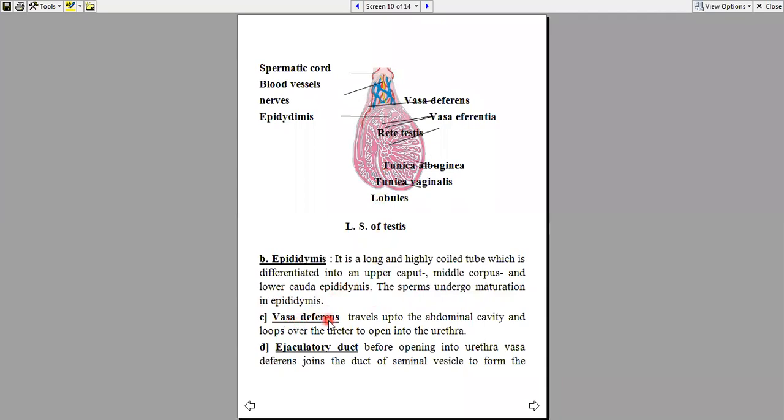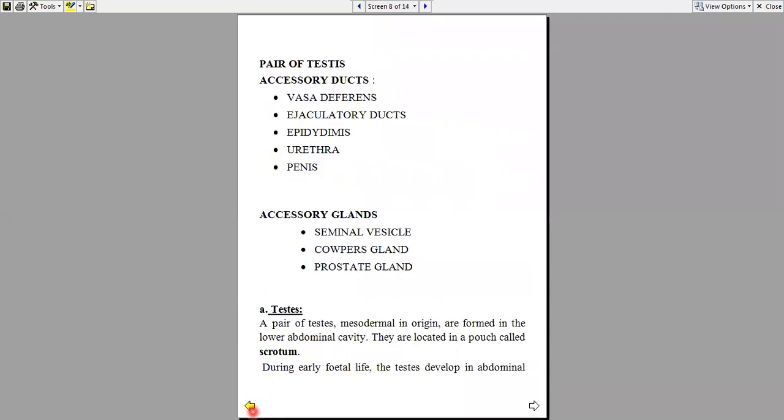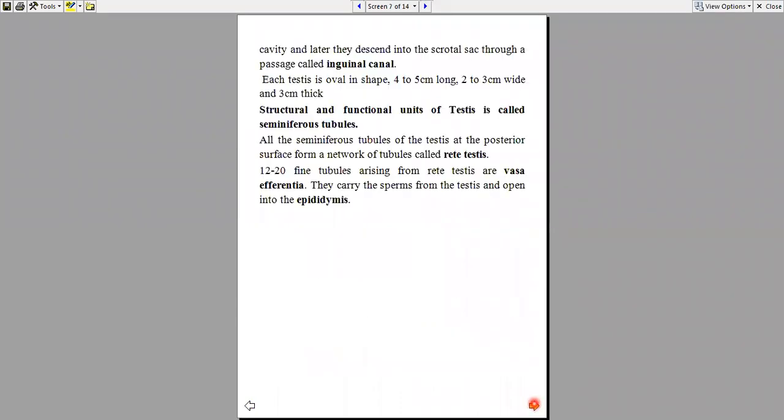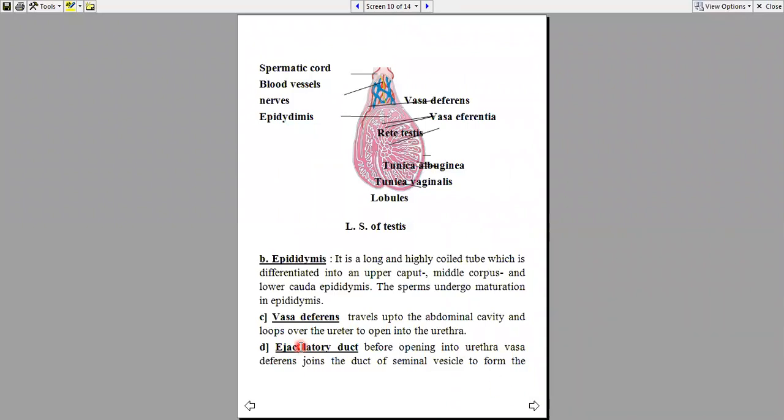The next part is vasa deferens. We all know that epididymis further extends. You can see in the earlier diagram that epididymis further extends to form vasa deferens. It's a long tube called vasa deferens. The epididymis extends further to form a longer tube called vasa deferens. Vasa deferens travels up to the abdominal cavity and loops over the ureter to open into urethra. So where does this enter? It enters the abdominal cavity and there it goes and joins the urethra.